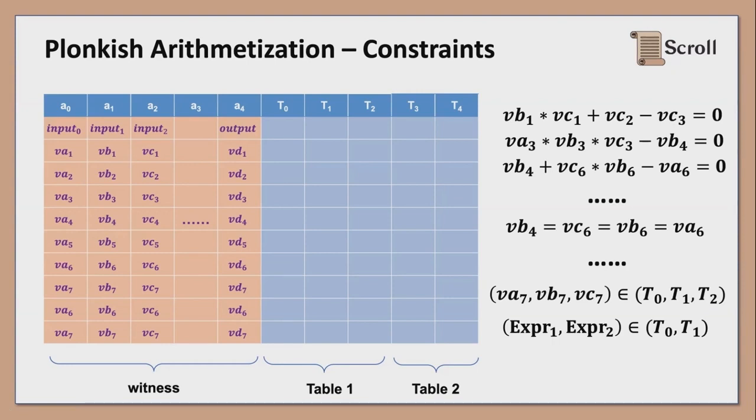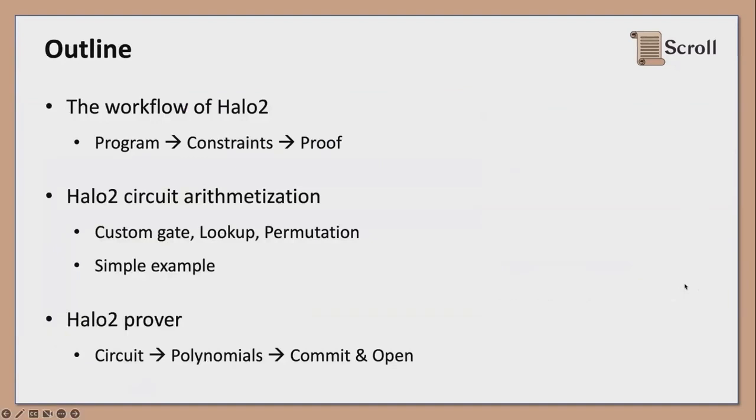Yeah, thanks. Okay. Any more questions? Okay. Yeah. So those are the optimizations you can use for Halo 2. Basically, it's custom gate, lookup, and permutation. And finally, we can go through this Halo 2 prover and the whole proving process very quickly.